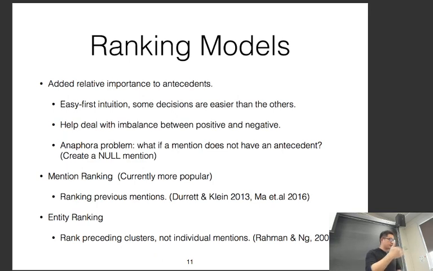We have 2 different ways of doing ranking as well. Just like we said before, we have mentions and we have entities. So we have mention ranking and entity ranking. Mention ranking, due to its simplicity, is the most dominant method right now, and I think the state of the art is a mention ranking model. Basically, you rank previous mentions. An entity ranking model ranks previous clusters, not individual mentions.